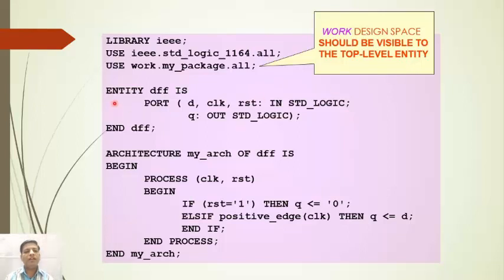Here is the entity declaration: entity DFF is port (D, clock, reset: in std_logic; Q: out std_logic). Here input and output we have declared by using the entity. Then end DFF, the same name, semicolon.